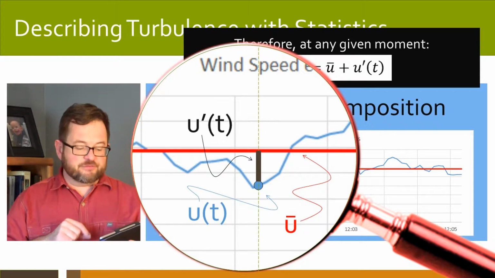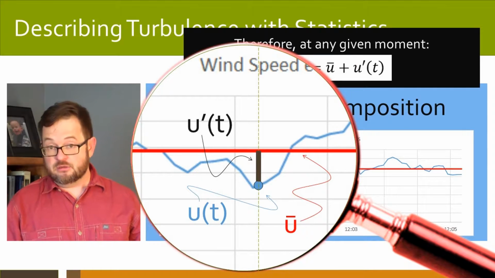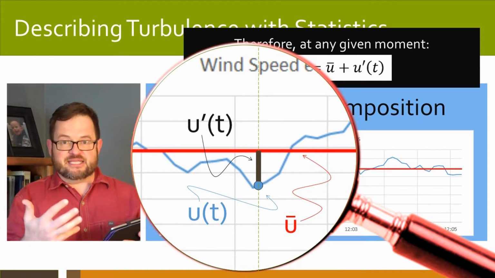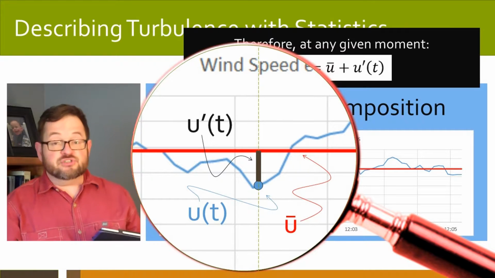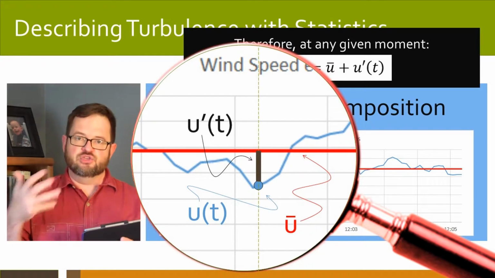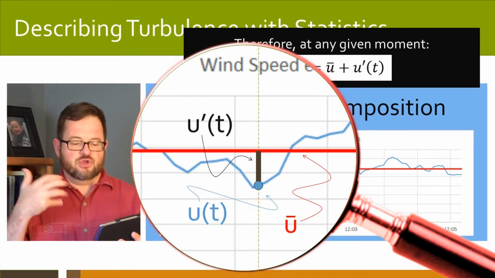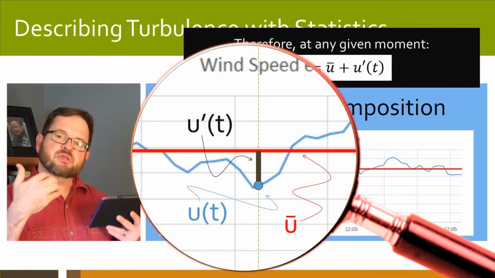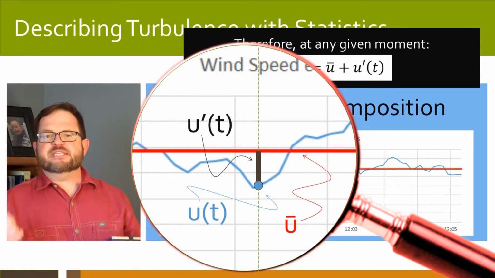In fact, there is a small difference between u bar and u of t, that is u prime of t. That is our anomaly at that time, and you can see in this case it's negative. We add a negative number to u bar to get u of t. Okay, I can see how this u could be broken down into u bar and u prime. This is what Reynolds decomposition has done.